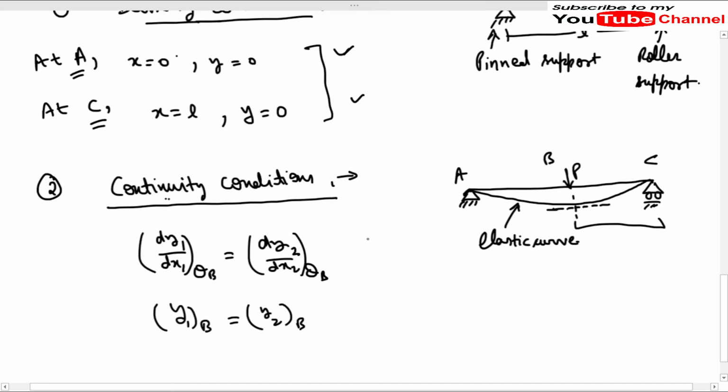So these two conditions we have used in our previous problems where we have solved double integration problems using the double integration method. These two conditions are not very useful in Macaulay's method because we have a single equation for bending moment. So if there is a problem, I will be solving that problem by using these two conditions if we find any question.